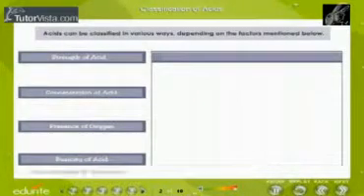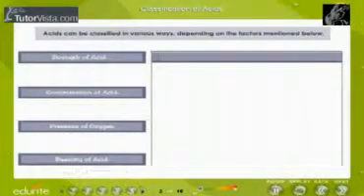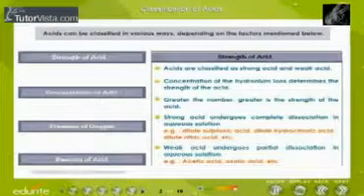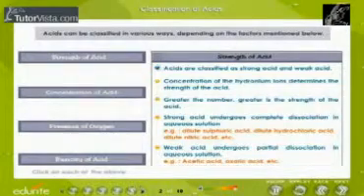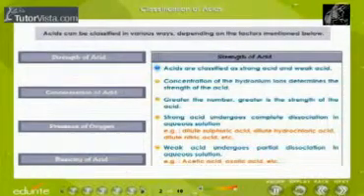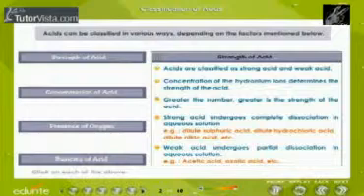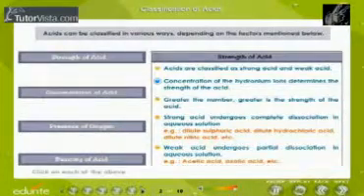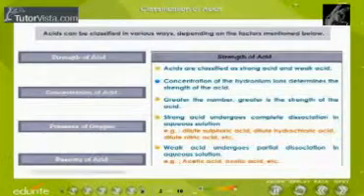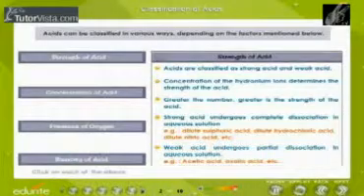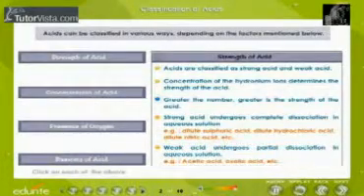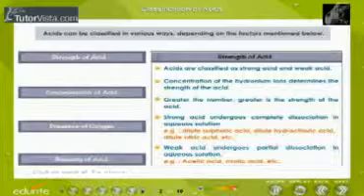Classification of acids. Acids can be classified in various ways depending on the factors shown here. Click on each of the factors. Strength of acid. Acids are classified as strong acid and weak acid. Concentration of the hydronium ions determines the strength of the acid. Greater the number, greater is the strength of the acid.